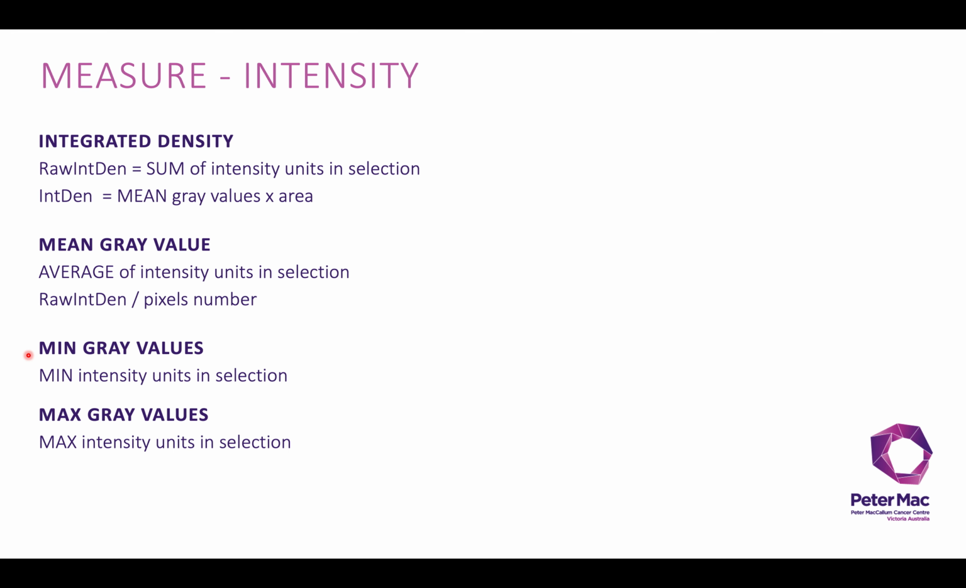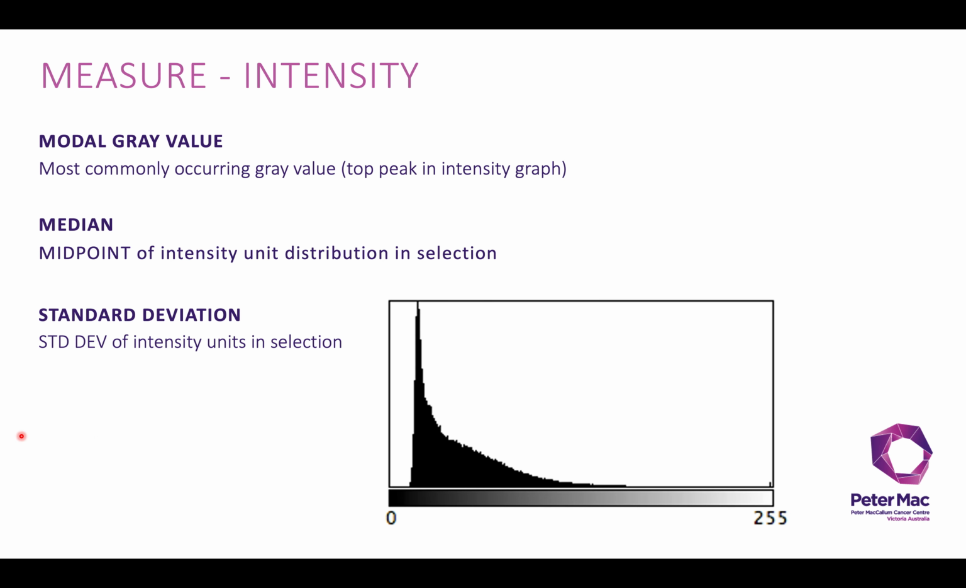You get a readout on the minimum and the maximum gray values within your selection. You'll also get a readout on the modal gray value. So that's the most commonly occurring gray value, the top of the peak of your intensity graph. A median, which is the midpoint of the intensity distribution, and also a standard deviation as well.